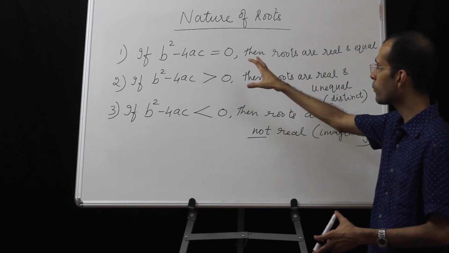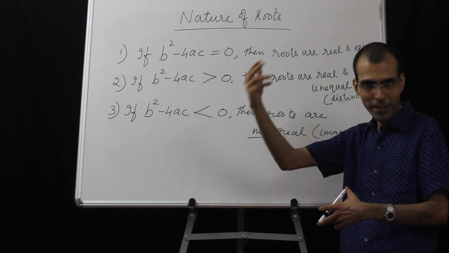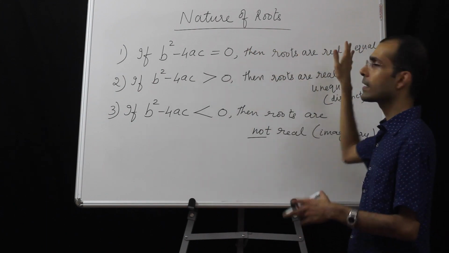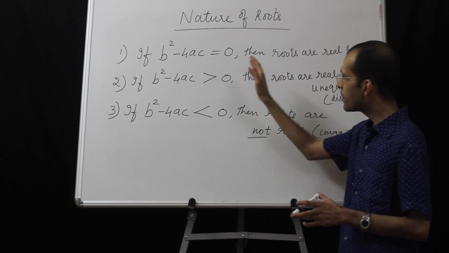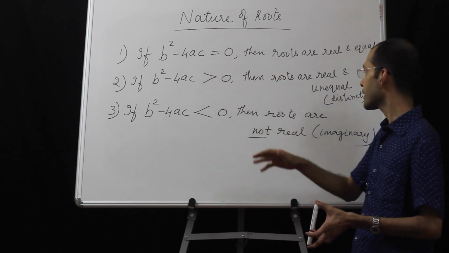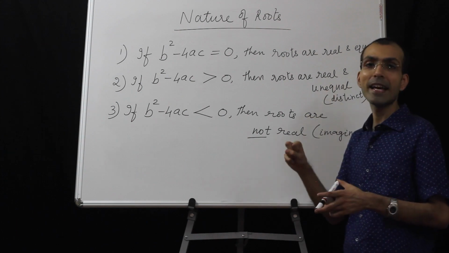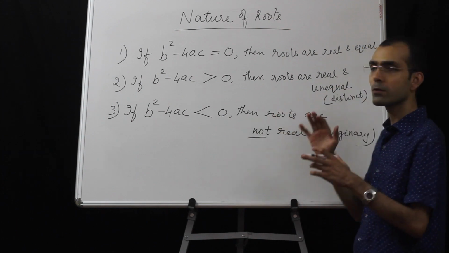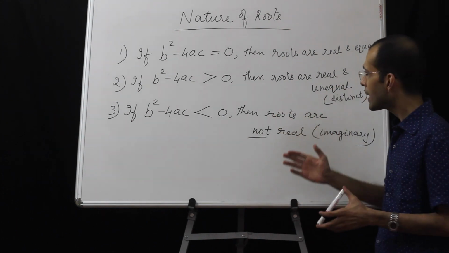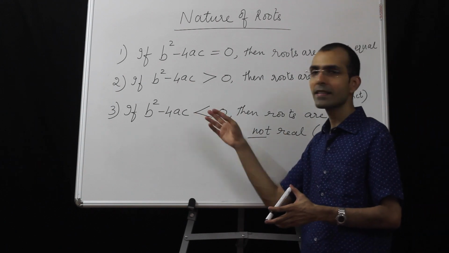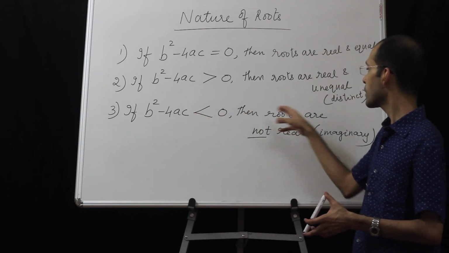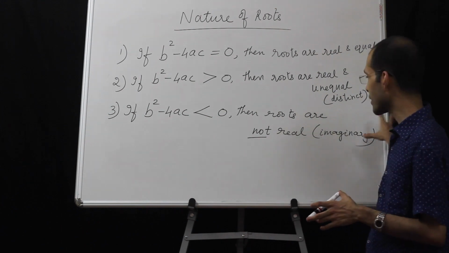If b square minus 4ac turns out to be 0, then we can say roots are real and equal. If b square minus 4ac is greater than 0, then roots are real and unequal. Unequal also can be called distinct. And if b square minus 4ac is less than 0, then the roots are not real, imaginary.